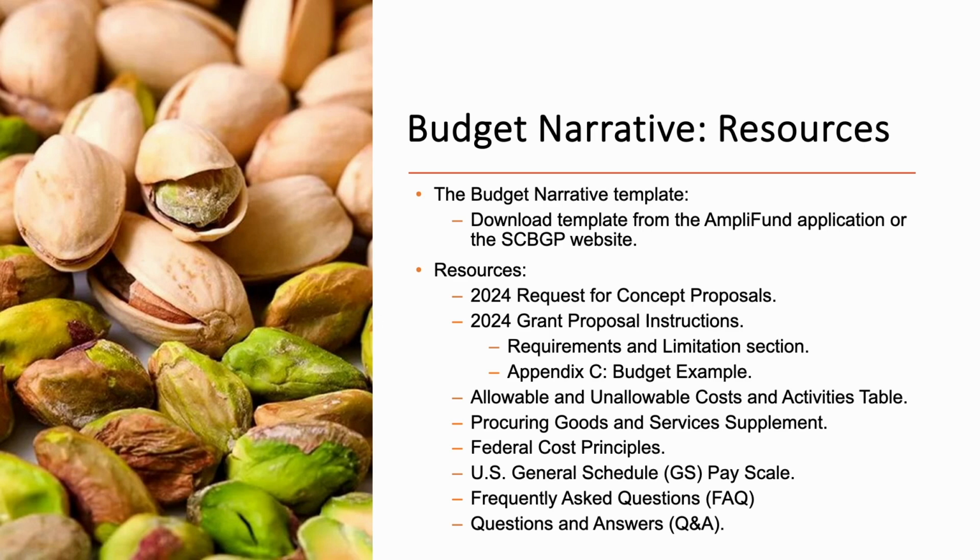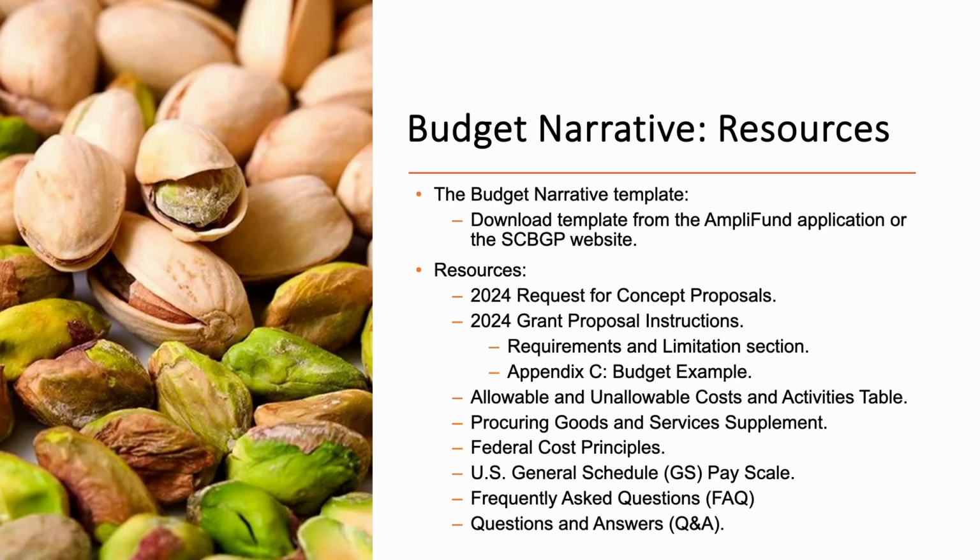To begin, download the template from the budget narrative section in the Amplifund application or from the SCBGP website and save it to your computer. There are 11 pages total in the template, but there is no minimum or maximum number of pages for your completed budget narrative. We ask that you do not change the formatting of the template except to add or delete rows in the tables. Please leave it as a Word document with 12-point Arial font and 1-inch margins.